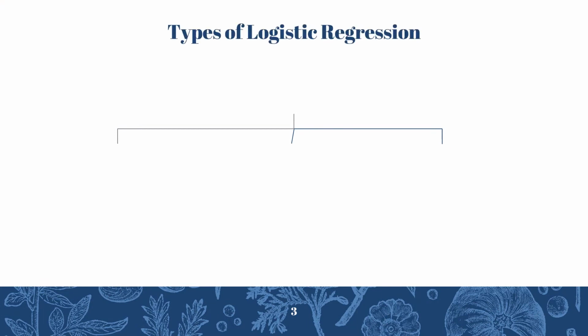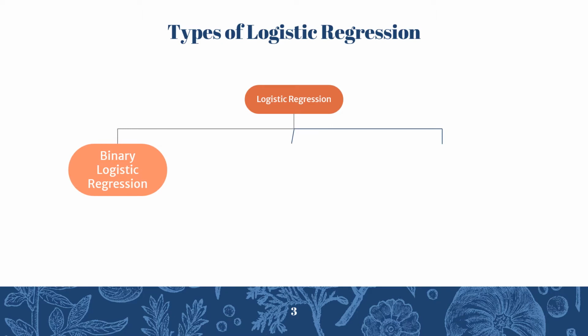Now, there are three types of logistic regression. What is the first type? It is nothing but the binary logistic regression. What exactly is this binary logistic regression? It is a scenario wherein the target variable has only two possible outcomes, 0 and 1. For example, whether a student has passed an examination or not. So you have two possible outcomes, pass and fail, whether a person has diabetes or not. You have two outcomes, having diabetes or not having diabetes, and so on and so forth.